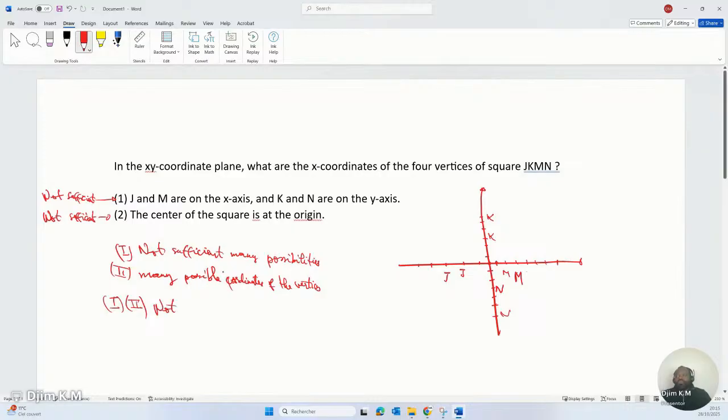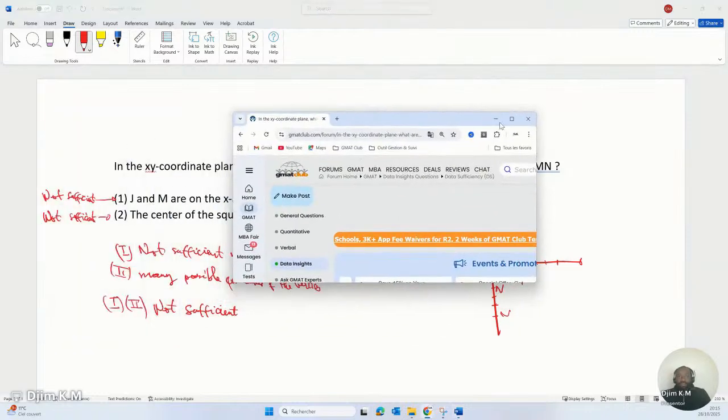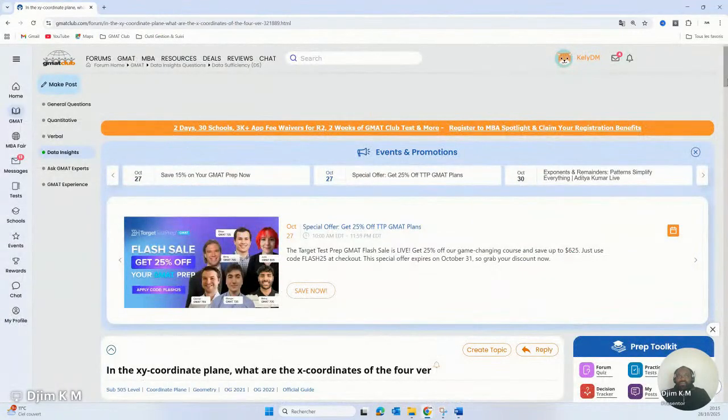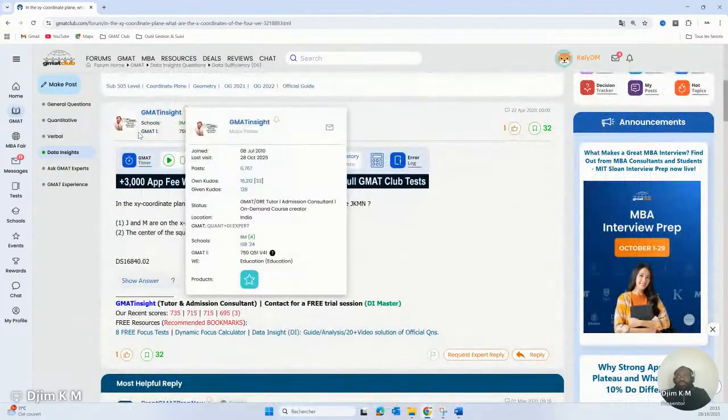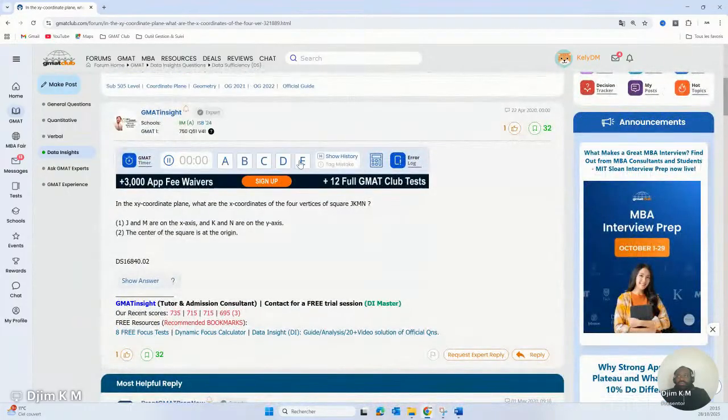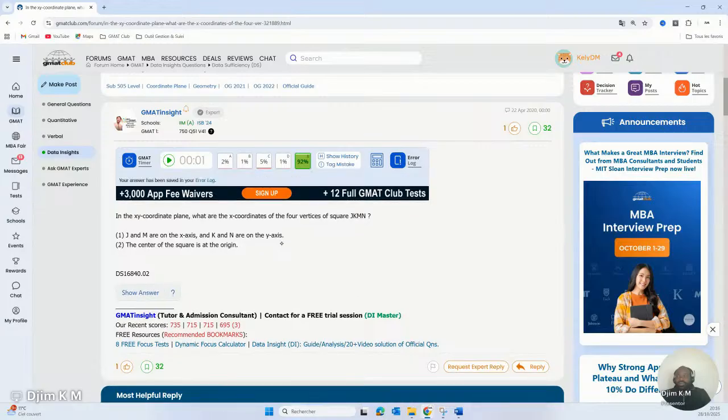Even when we take both conditions together, when we combine them, it's not sufficient. So that means that our answer is answer E. Answer E is our correct answer.